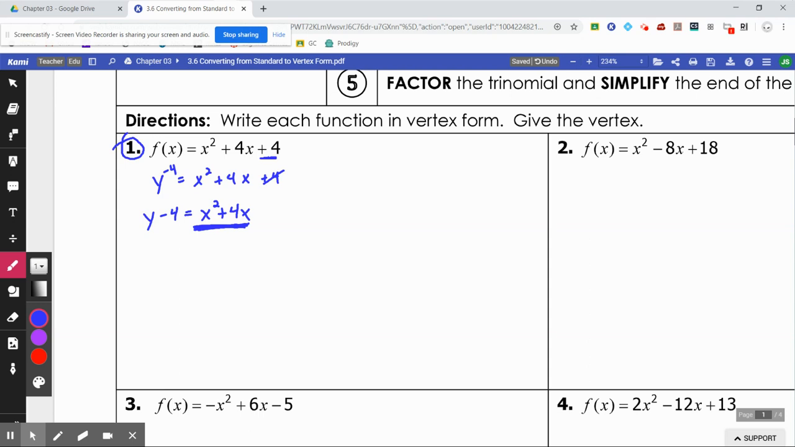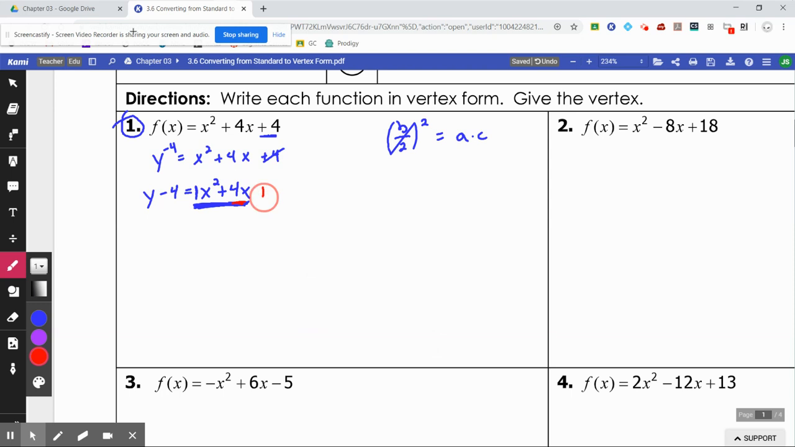Well, how do I figure that out? It's a perfect square. Remember what I said? If you can take half of your b term and square it, it's going to equal the same thing as a times c, which in this case my a is 1. So pretty much I'm going to take half of this middle term and I'm going to square it. And that's how you complete the square. And that tells you what you're going to add. So take half of this 4, that's 2, square it, and it gives you 4.